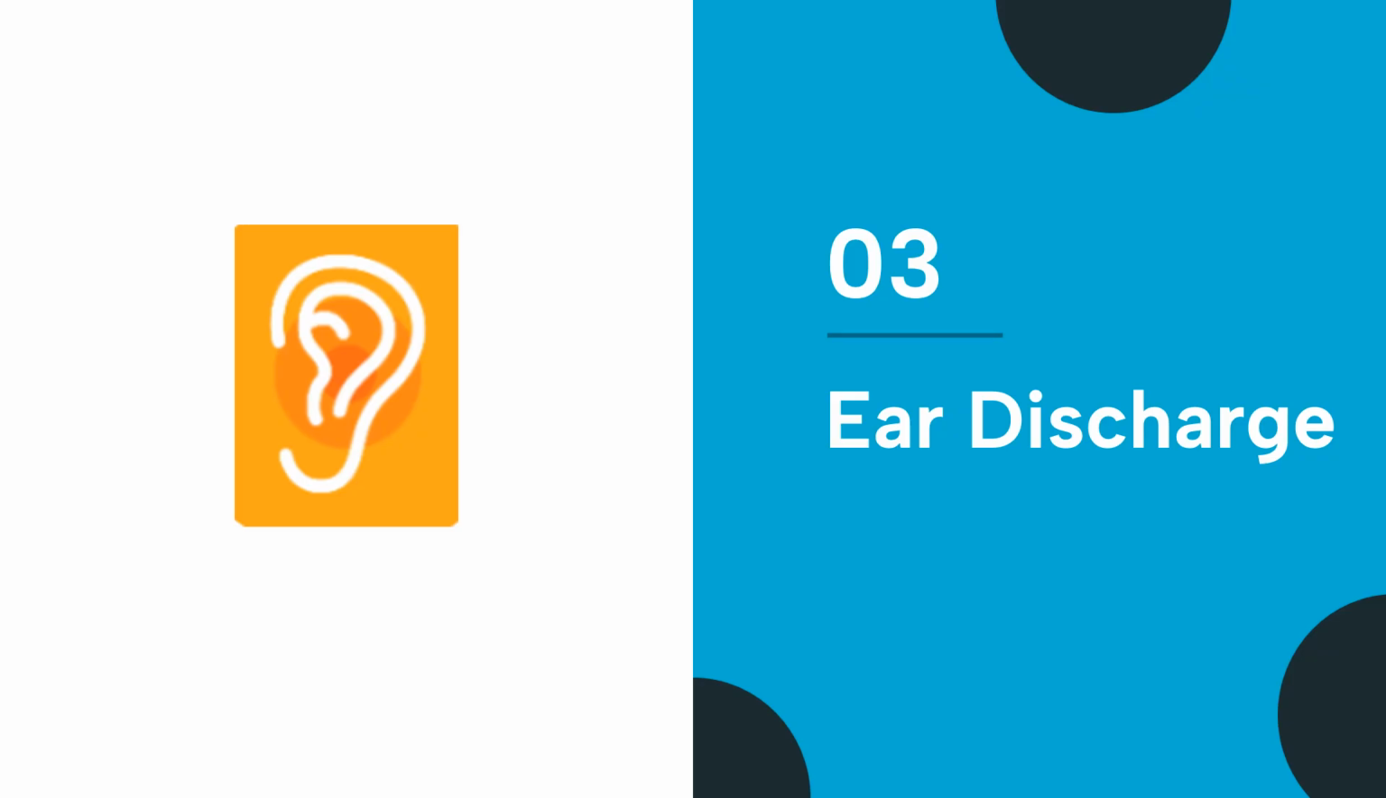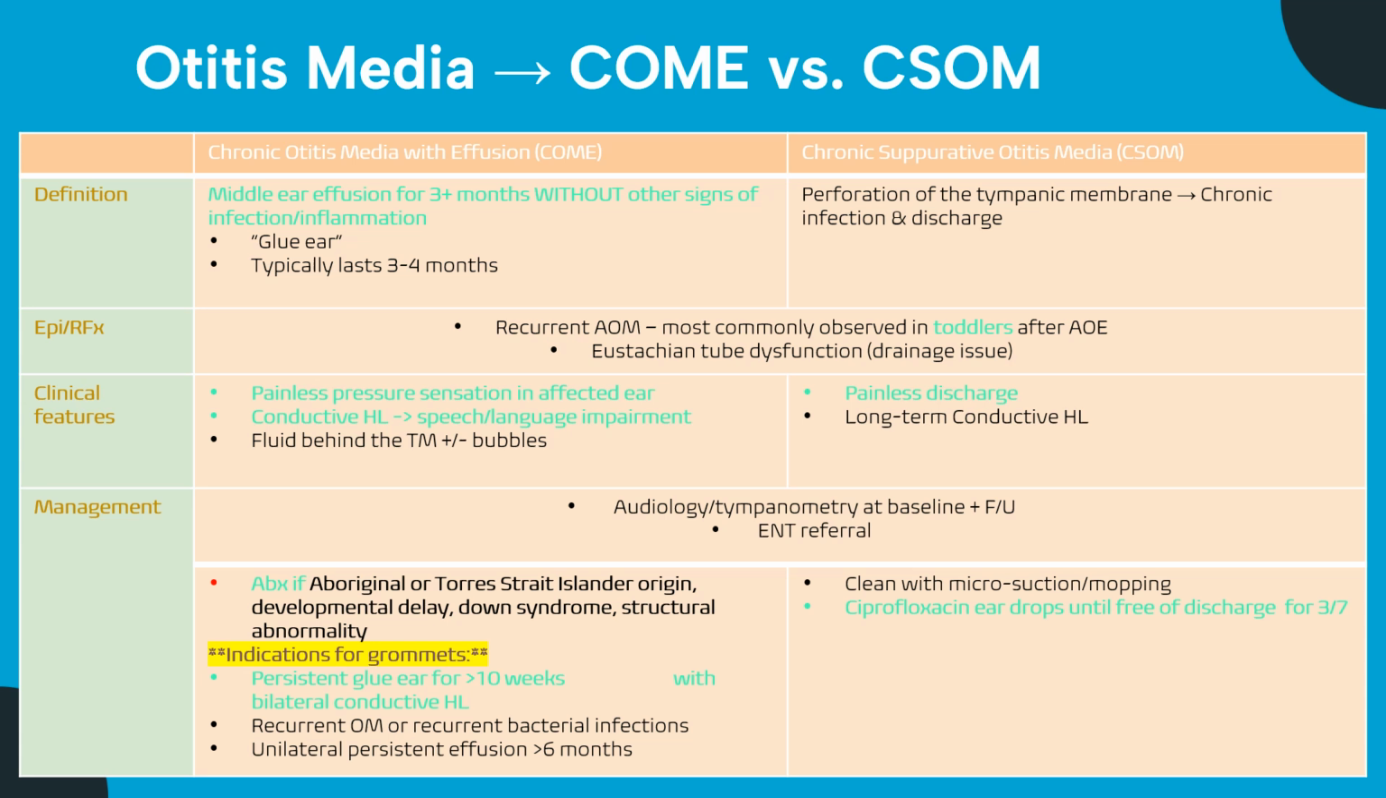The next topic will be about ear discharge. There are a few different differentials of ear discharge that we're going to be covering. In otitis media, there are two different chronic otitis mediae that we can discuss: chronic otitis media with effusion, COME, and chronic suppurative otitis media, CSOM.